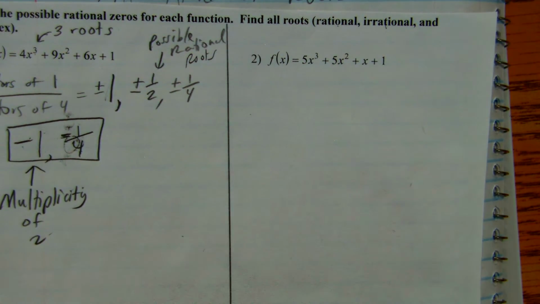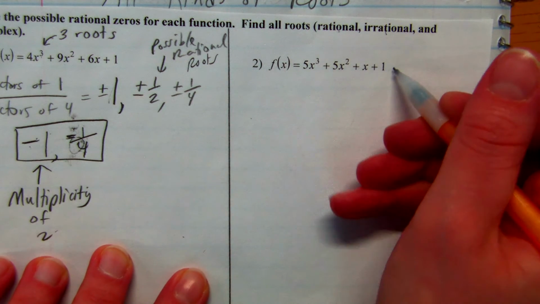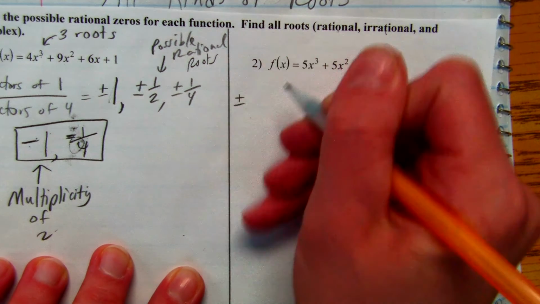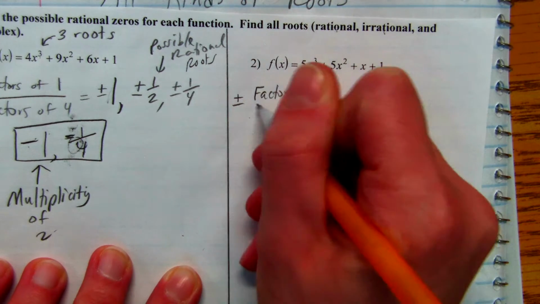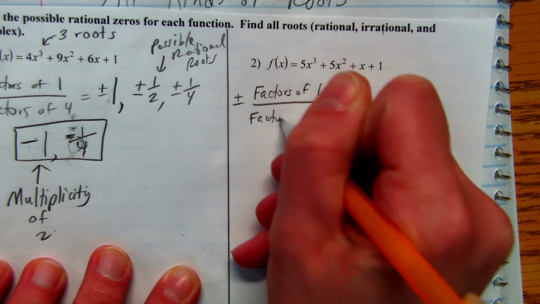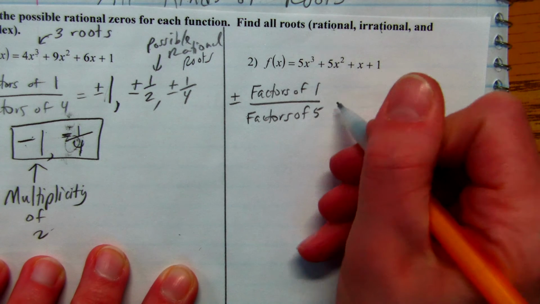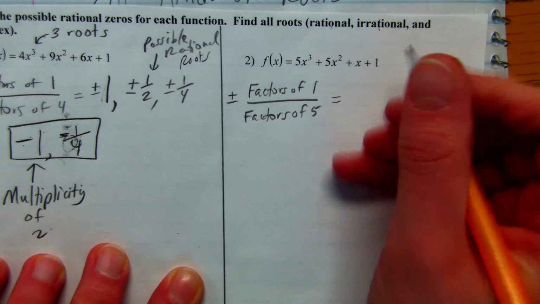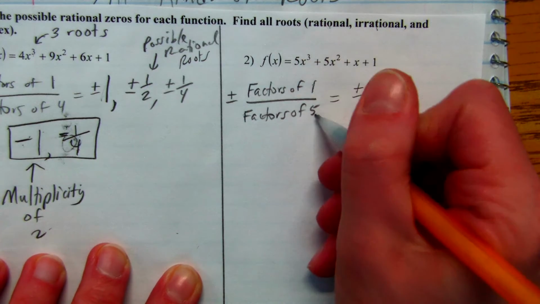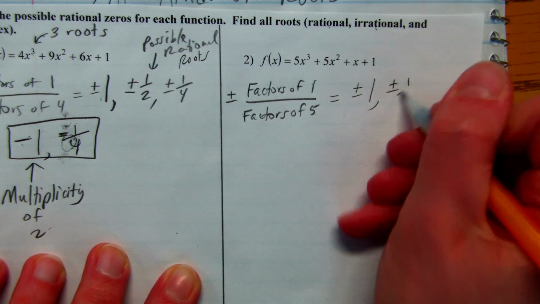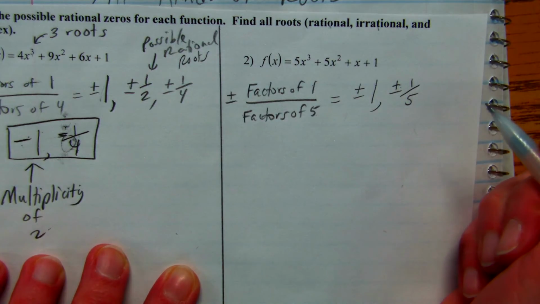Okay, so on number 2, we're going to start with the possible rational roots. So we're going to start with the plus or minus factors of 1 over factors of 5. So 1 is the only thing that goes into 1, so I could have 1, and 1 goes into 5. But 5 also goes into 5, so I could have plus or minus 1/5. So that gives me 1, 2, 3, 4 possible rational roots.